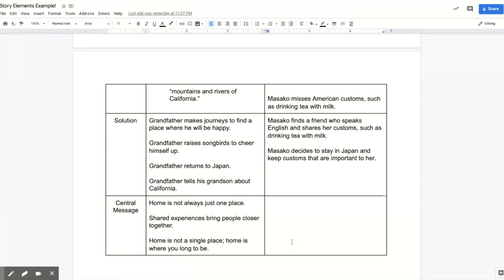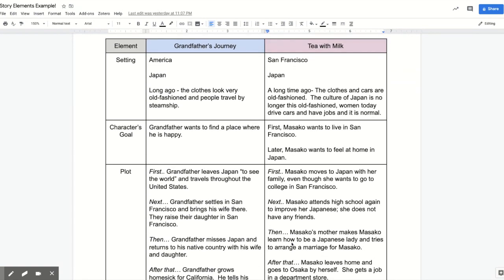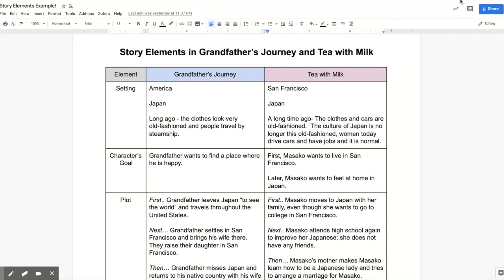And so again, I'm not going to tell you the central message of Tea with Milk because some of you are still doing it and I do not want to give anybody any kind of answers. So I just went through all the important story elements of Grandfather's Journey and Tea with Milk so that I can help you with your essay. All right, now let's move on to our prompt.